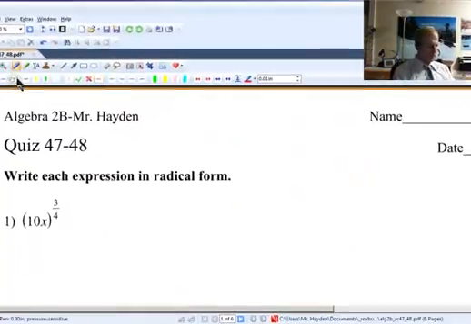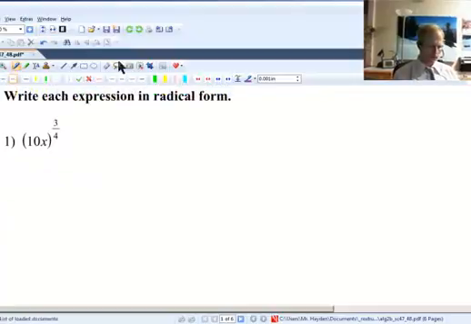Today I'm going to solve some of the problems you might see on tomorrow's quiz on rational exponents and higher order radicals. In the first problem here I'm asked to rewrite an expression in radical form.